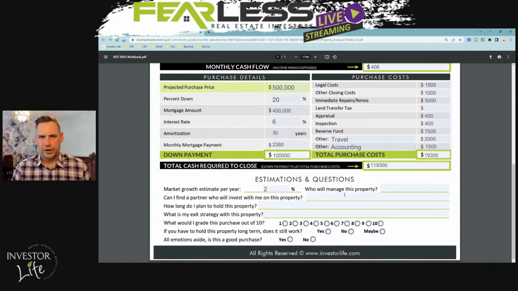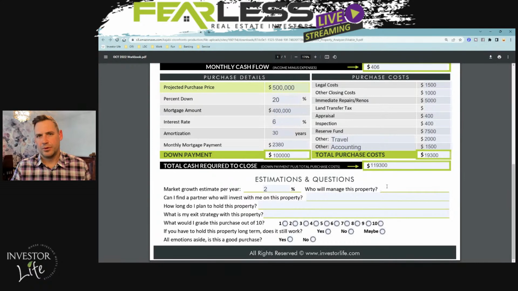Look at the next question on this sheet, guys. It's an important one. Who will manage this property? Now, maybe at first we might say, well, that'll be me. But if this is a property that we're throwing some travel expenses into, and it's somewhere else in the country, maybe it's a property manager we're hiring. Do we know who that is yet? Have we interviewed potential property managers yet?